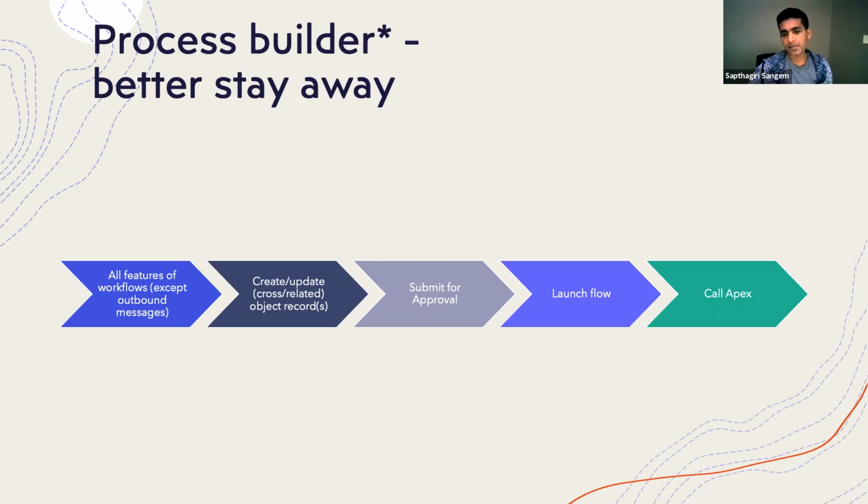You can also use approval process from process builder. We will talk about flows, so you can launch flows, and also you can call Apex. If you write some custom functionality that you want to fire, you can invoke that custom Apex from process builder.